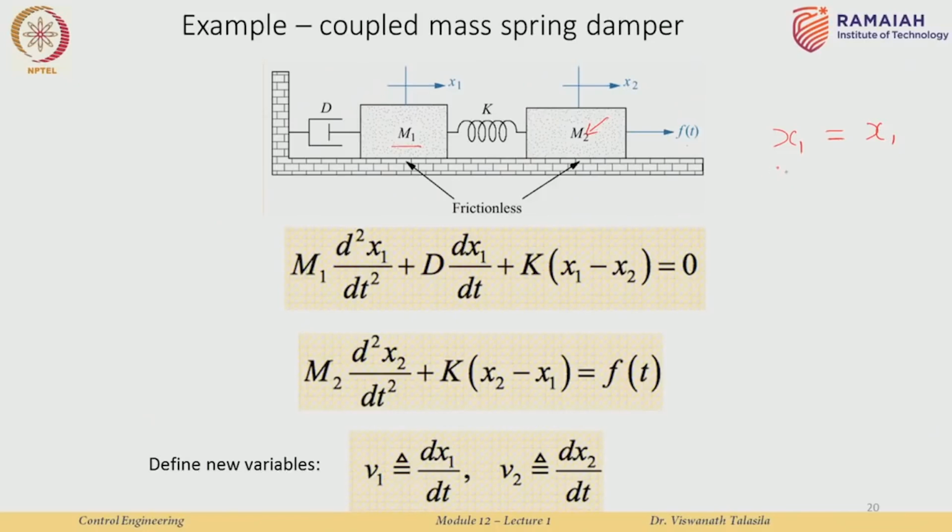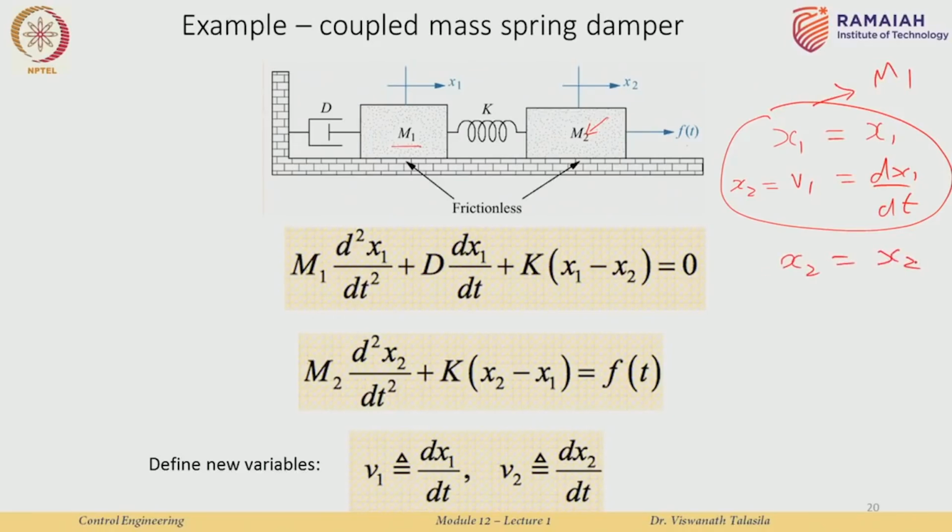Then we have a second state which I can call x2, but I can also call it v1, the velocity. So, I call it dx1 by dt. These two states are for mass m1. Similarly, I have another state x3, which is the displacement of mass 2, and then I have a state x4, which I am going to call v2, the velocity of mass 2. So, this is nothing but dx2 by dt.